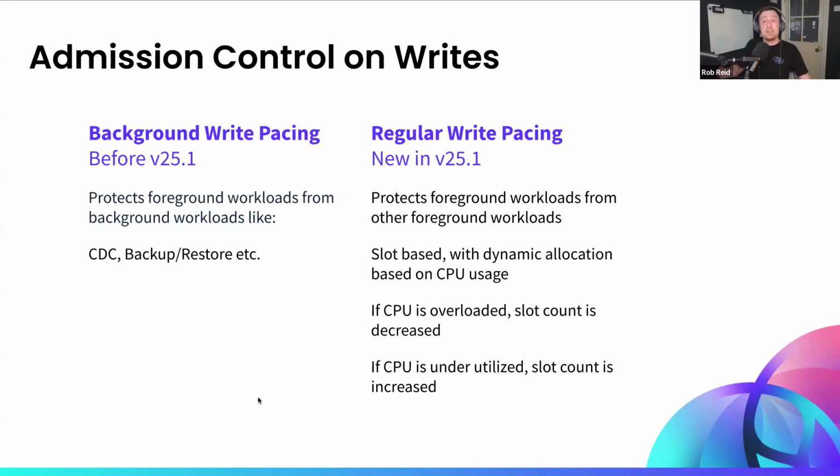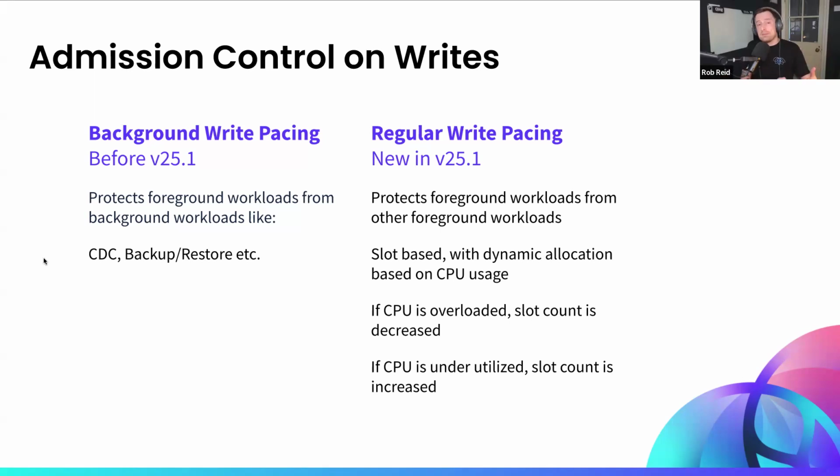The next improvement is admission control on writes. I think from 22.1, we introduced admission control, and it protected foreground workloads from endogenous or internal stresses, things like CDC, change data capture, or backup and restore operations, things that might stress a foreground workload.